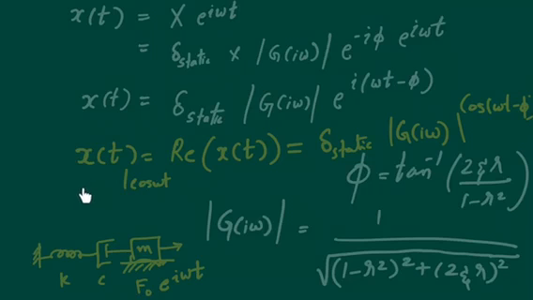Now let's say if the excitation is varying like f0 sin omega t, then for the corresponding response, instead of taking a real part, let's take the imaginary part of x of t, which will be delta static times the modulus of the G of i omega term. Here instead of cos, just put a sin. So expressing the excitation using exponential functions makes life a lot easier. Thanks for watching.